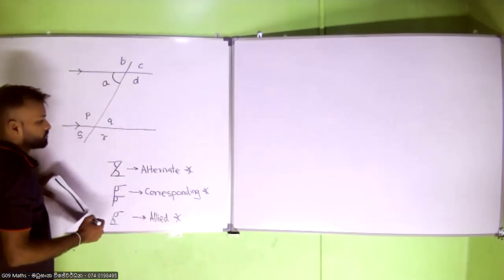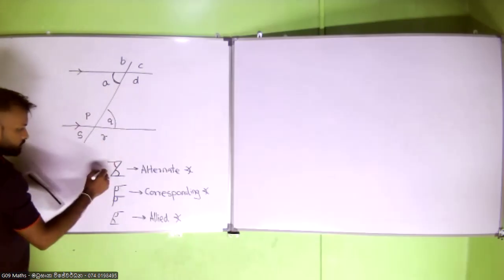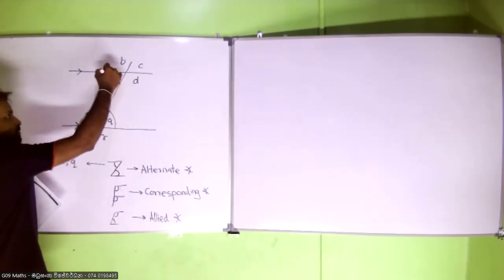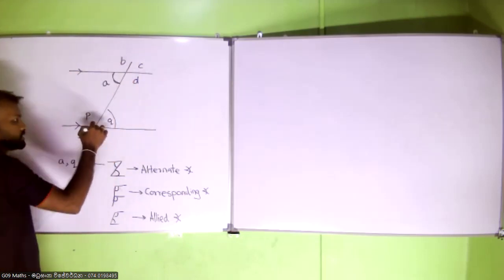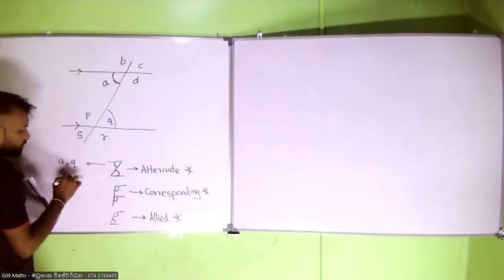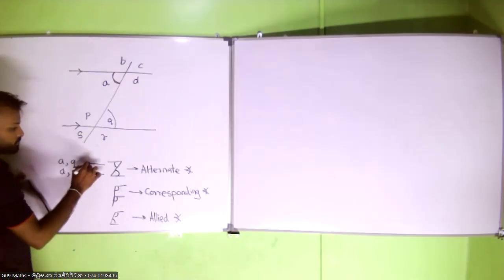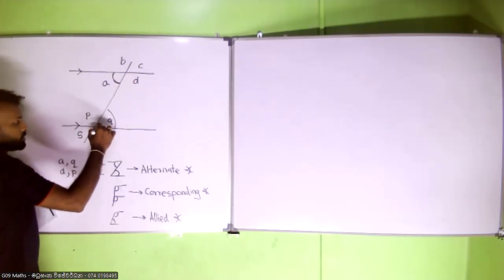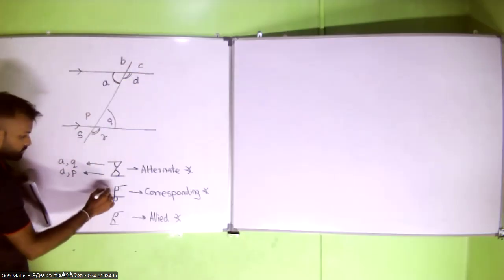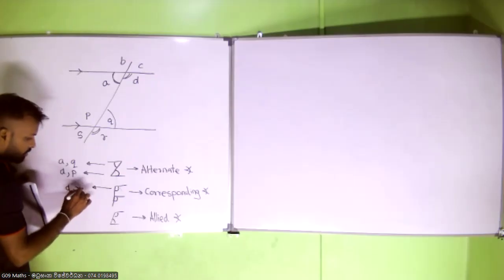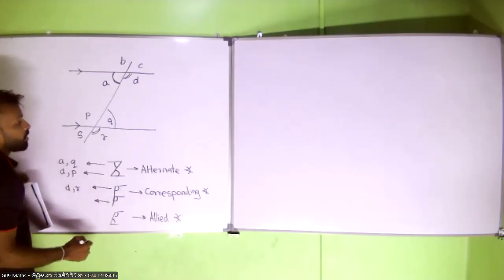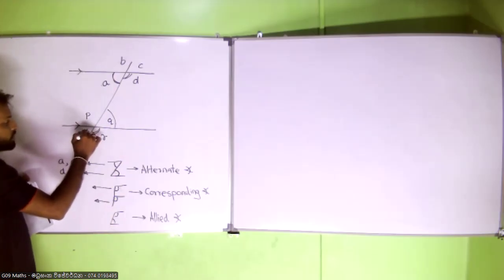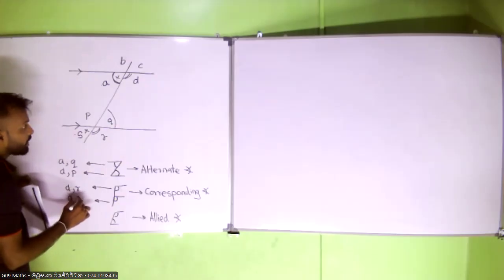Here, for example, A and Q are a pair of alternate angles, because this is Z, and on the other hand, this is Z. D and P are the other pair of alternate angles. For corresponding angles, F type: this angle and this angle, D and R. The other pair of corresponding angles is A and S.